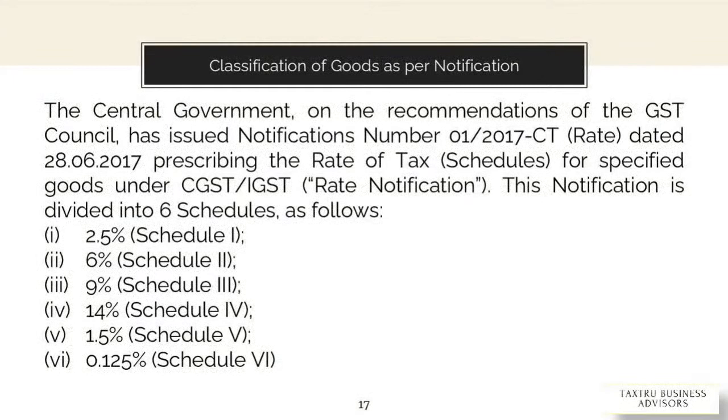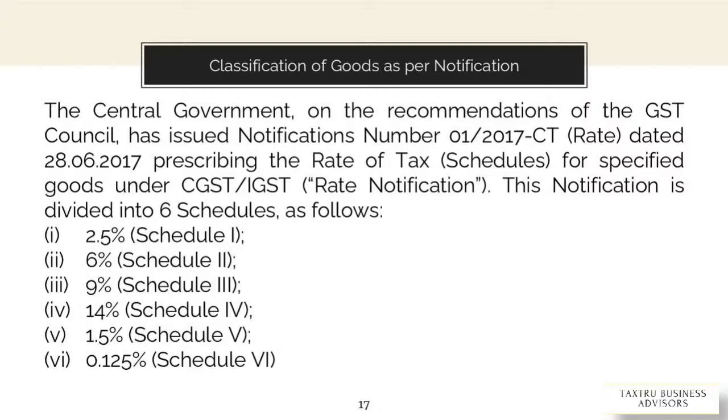So if you see the classification in the GST Act, when GST law was introduced, they issued a notification on 28th of June 2017, just 2-3 days before the formal introduction, in which they divided the rates into 6 schedules. Schedule 1 talks about 2.5%. It means 2.5% CGST part and 2.5% SGST part, so the rate is 5% in total.